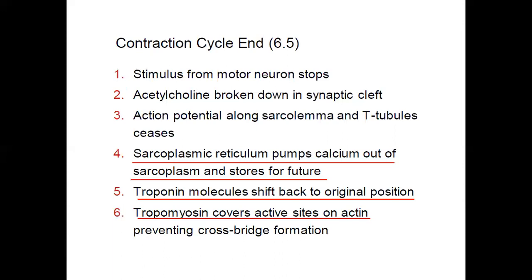So the muscle starts to relax. And when that happens and calcium is being removed and sent back up into the sarcoplasmic reticulum, it's released from troponin, and then troponin rolls tropomyosin back over the actin binding sites and covers them once again to be a resting muscle.